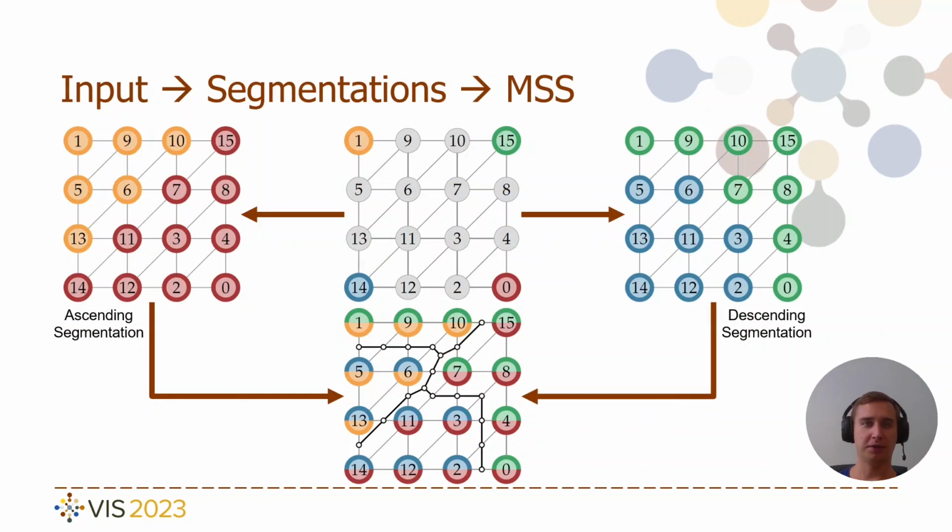To compute the Morse-Smale segmentation, we take our input field and extract all extrema in there. After we have the extrema, we have to compute the ascending and descending segmentations. To do this, we assign each vertex for the descending segmentation to its maximum in gradient direction. For the ascending segmentation, we assign every vertex to its minimum in inverted gradient direction. After we have both segmentations, we combine them into the Morse-Smale segmentation by intersecting them.